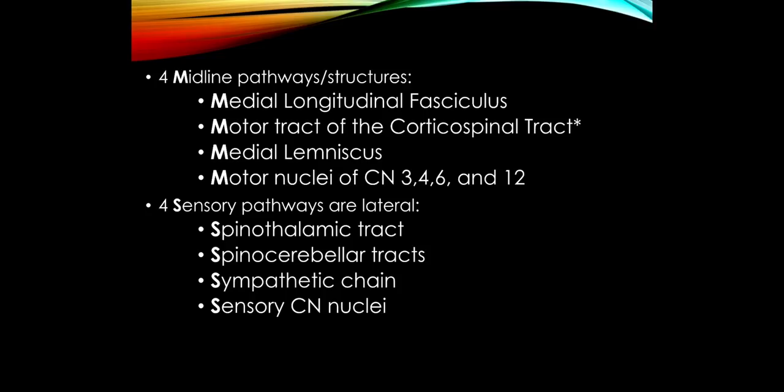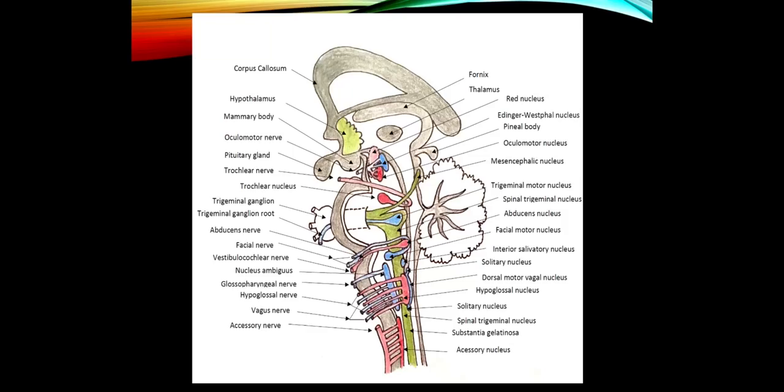and the sympathetic chain. Remember, there's a 3-order neuron chain that goes from the hypothalamus down to the spinal cord and back up to the pupil and other places, and that first order connection goes through the brainstem in a lateral portion. We'll see a very important clinical application of that here at the end of this lecture. And then we have sensory cranial nerve nuclei, which are more laterally placed.